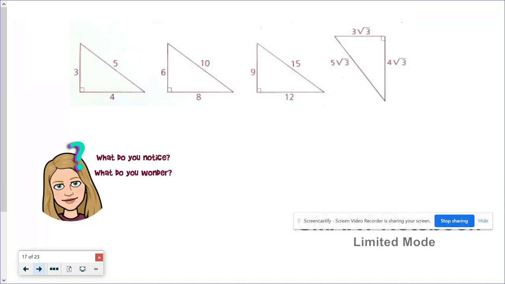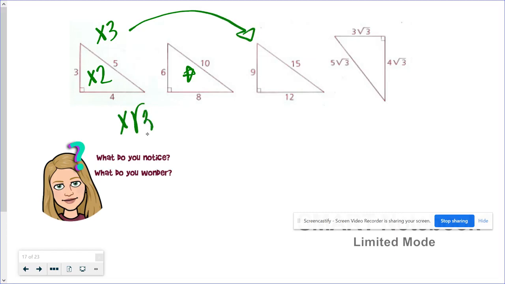Yeah, so they're all multiples. If you were to take that first triangle and multiply them all by 2, you would get the second triangle. If you take the first triangle times 3, you would get the third triangle. If you were to take the first triangle times the square root of 3, you would get the last triangle.